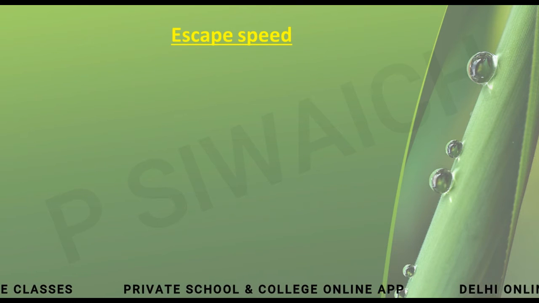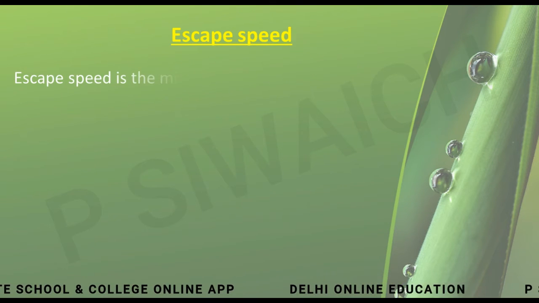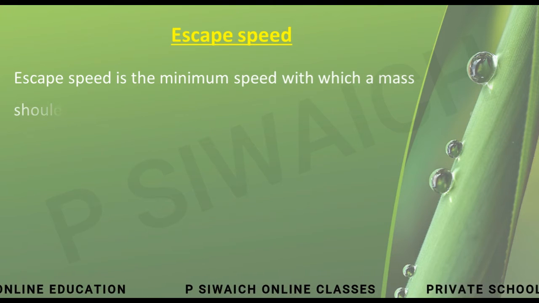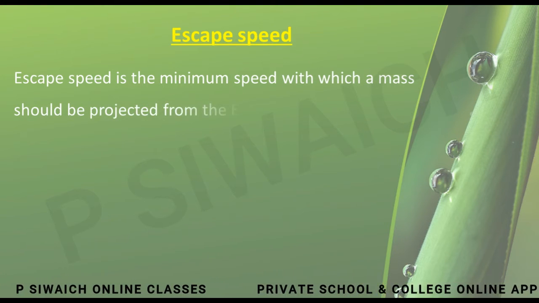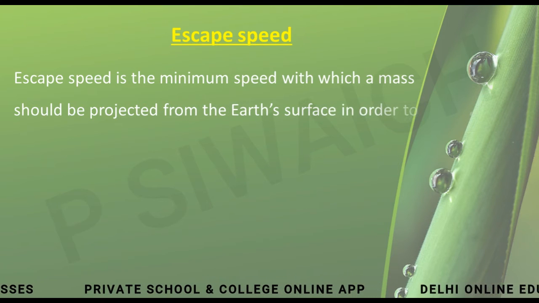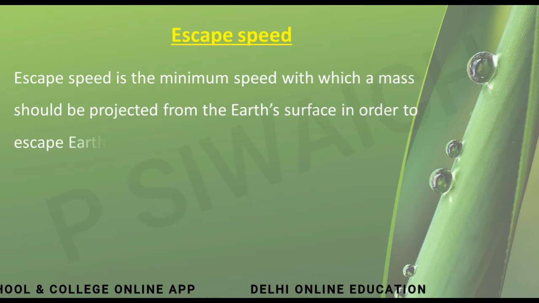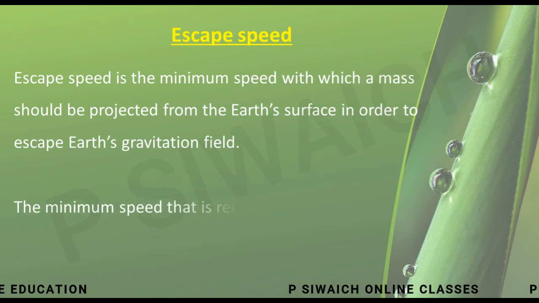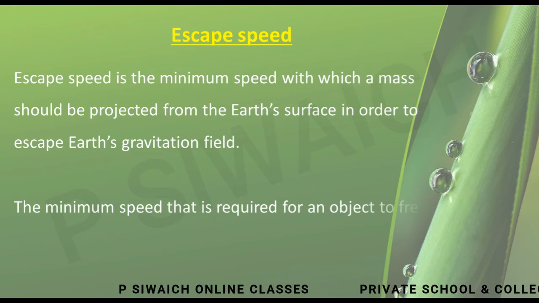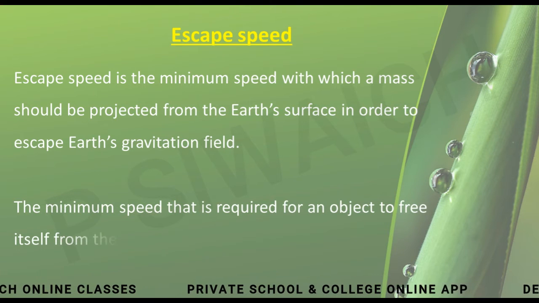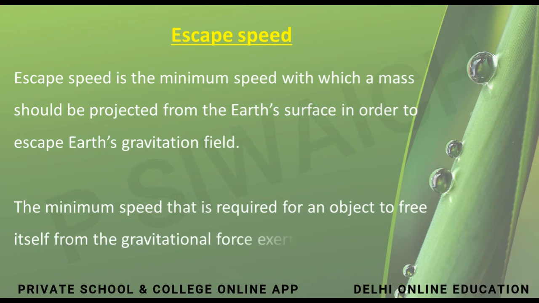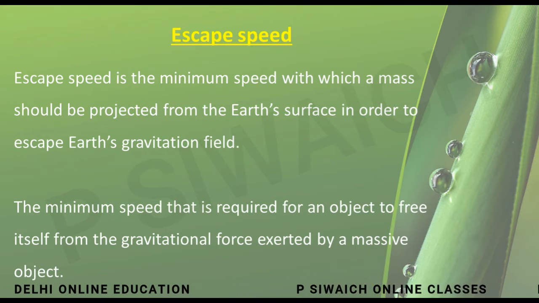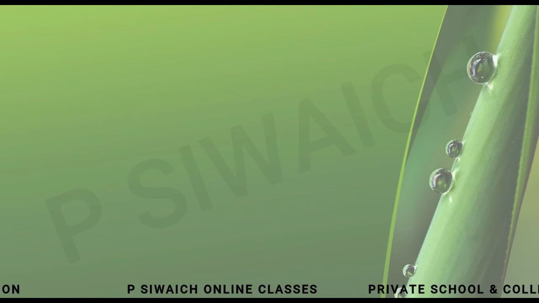Escape speed. Escape speed is the minimum speed with which a mass should be projected from the Earth's surface in order to escape Earth's gravitational field. You can say in easy words, it is the minimum speed required for an object to free itself from the gravitational force exerted by a massive object.